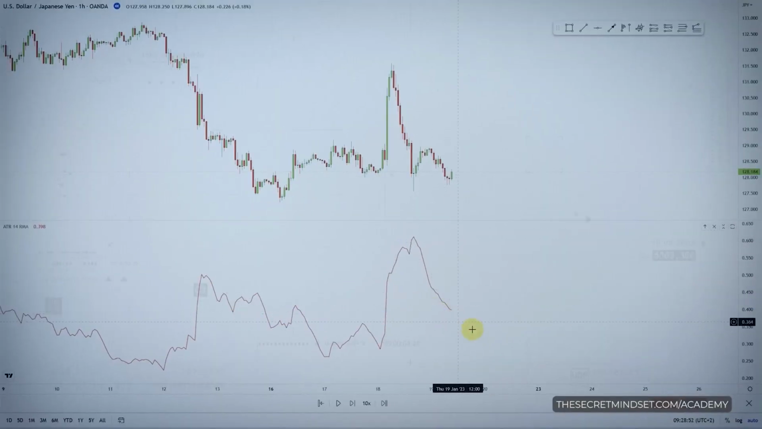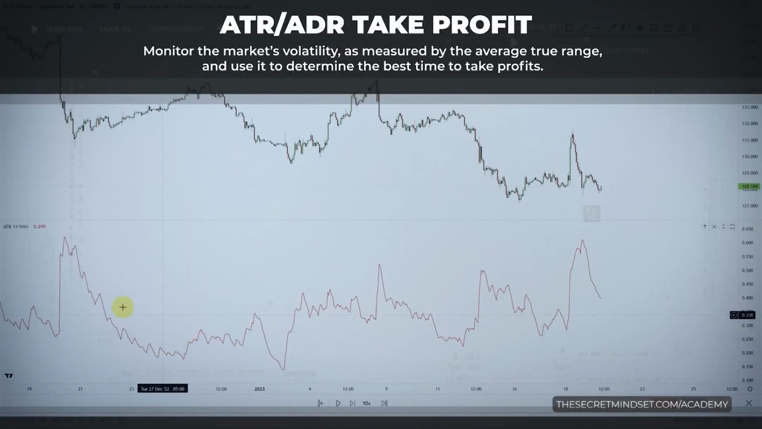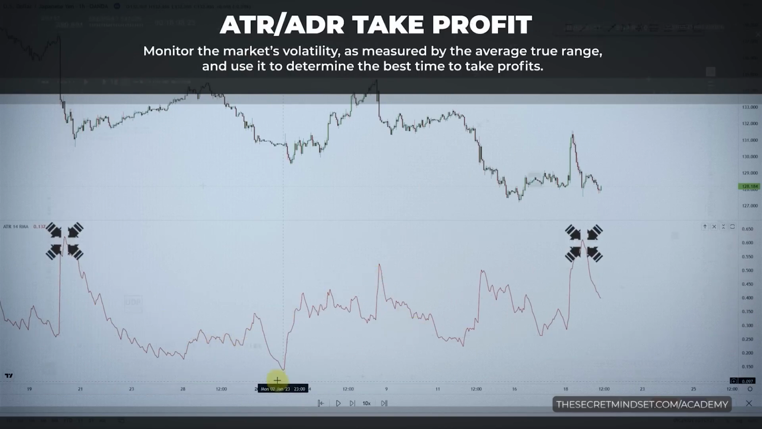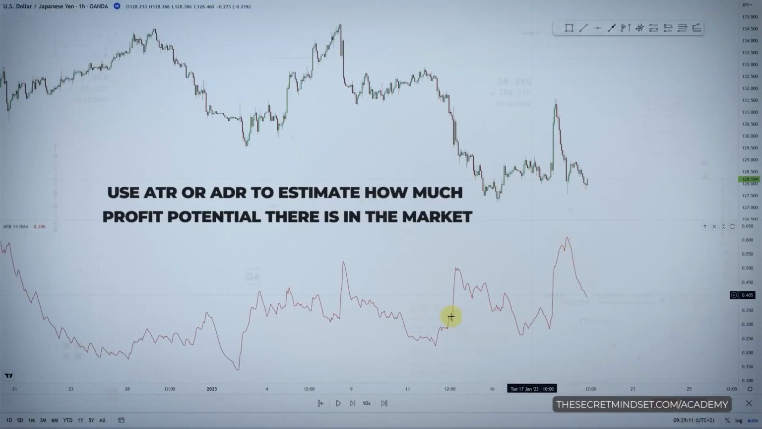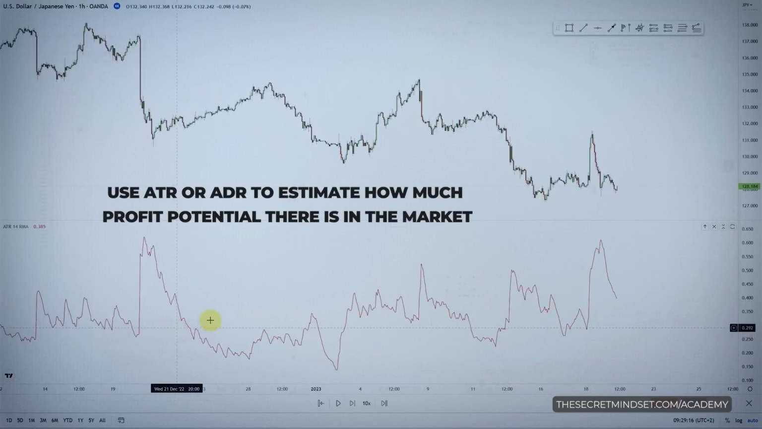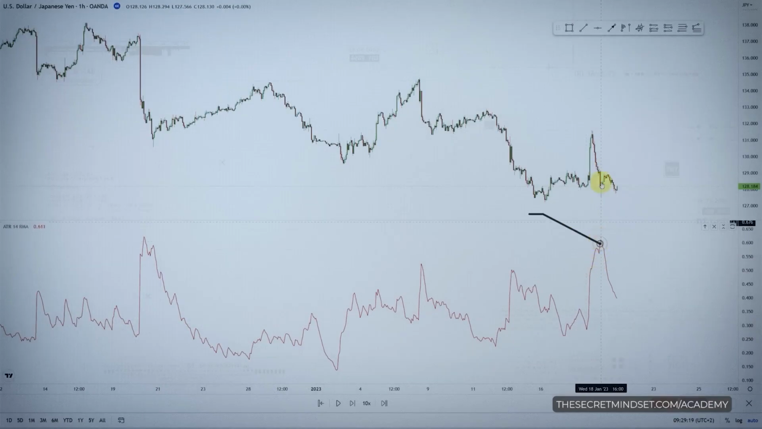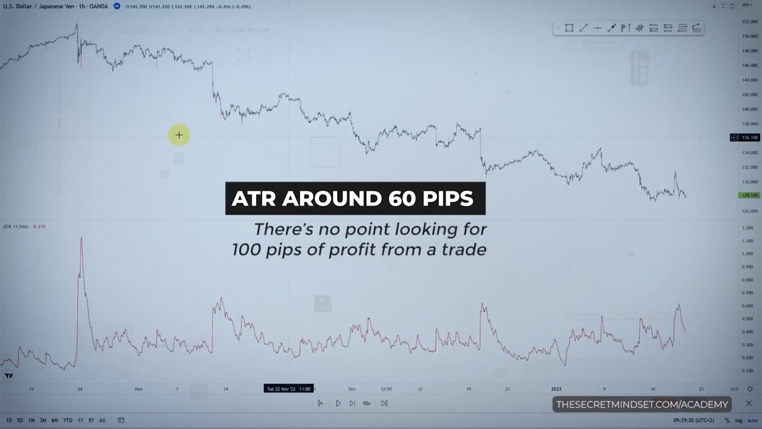Taking profits using average true range or the average daily range is another strategy. This technique involves monitoring the market's volatility as measured by the average true range and using it to determine the best time to take profits. Knowing the average daily range is extremely useful since it allows you to estimate how much profit potential there is in the market. For example, if you are a forex day trader, there is no point looking for 100 pips of profit from a trade if the average daily range for that currency pair is only 60 pips.